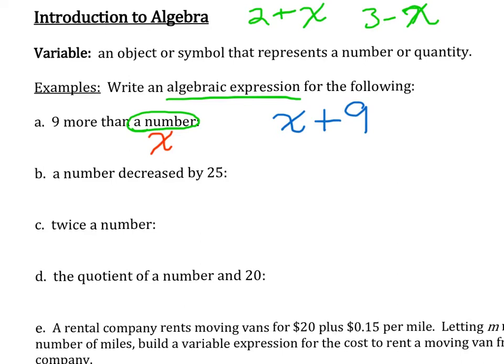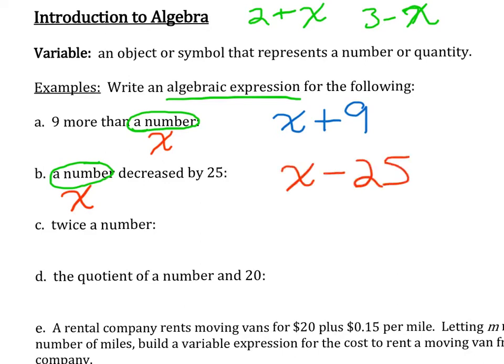Let's go to part B. A number decreased by 25. Again, we have that phrase, a number. Since I don't know what that number is, that's where my variable comes into play. I'm going to call it x. A number decreased by 25 means I'm going to have to subtract 25 from that number. So it's going to be x minus 25.